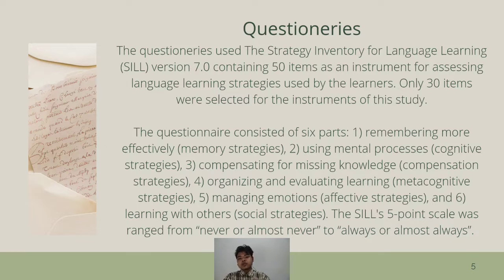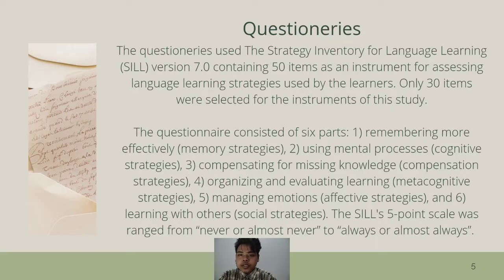The first method is questionnaires. The questionnaires use the Strategy Inventory for Language Learning, version 7.0, containing 50 items as an instrument for assessing language learning strategies used by the learners. But in this study, only 30 items were selected for the instrument of this study.